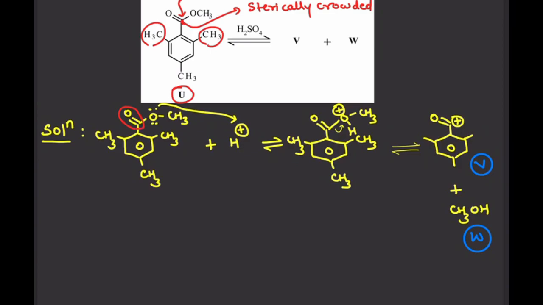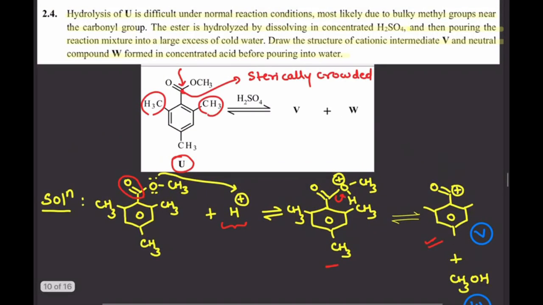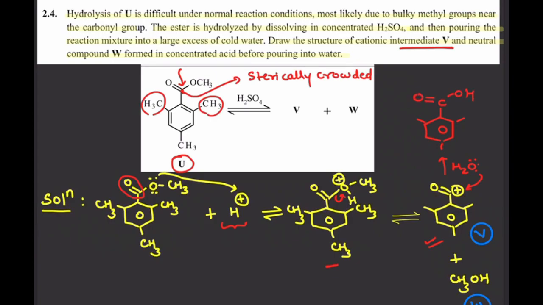Now the other oxygen, which is OCH3, is attacked by H plus and a cationic intermediate is formed. Now this intermediate loses methanol, a neutral species, and a cationic species is formed. As it says, a cationic intermediate V is formed. Now if you pour this cation V in water, then again water will act as a nucleophile and attack over here, and carboxylic acid, COOH, will be formed. That is what is being said.